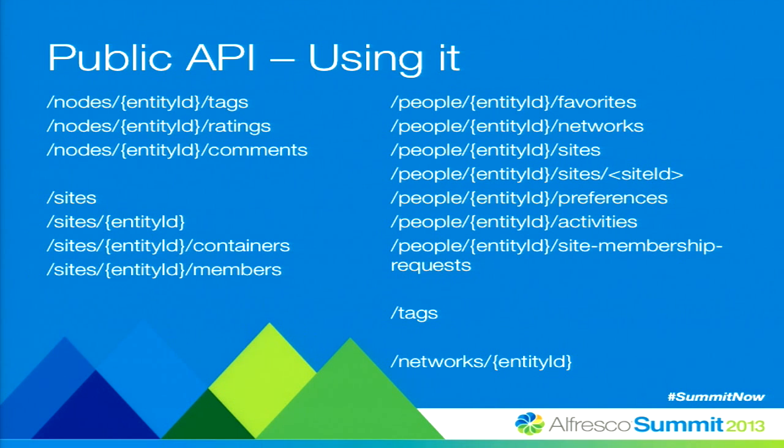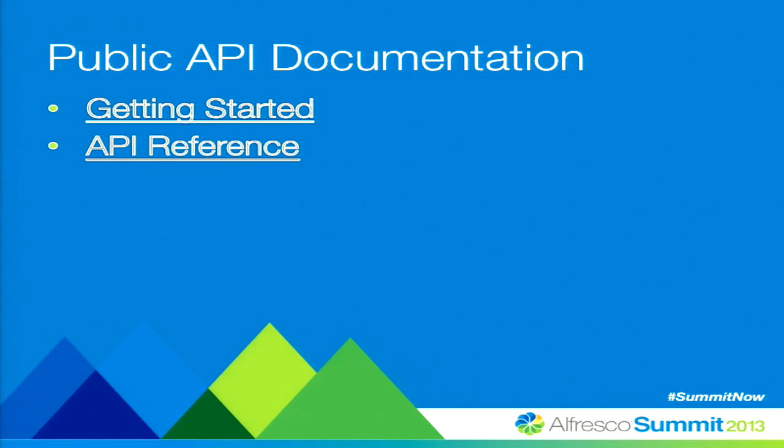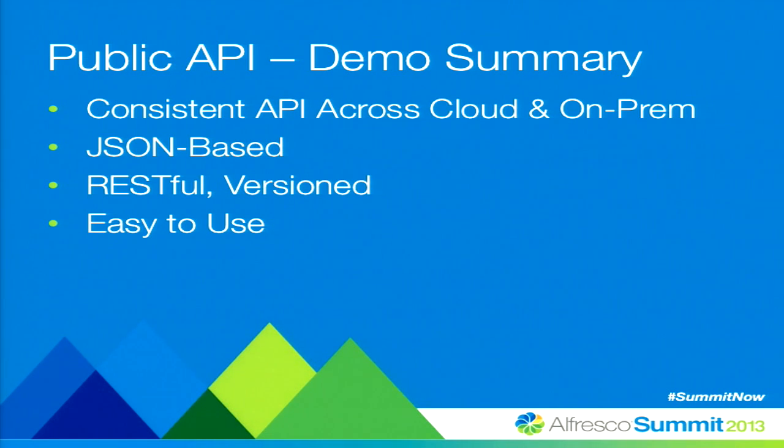So here's just a sampling of some of the endpoints, some of the entities that you can manipulate using the public API. But for the full reference, there's a link in the slides here for the API reference documentation. Then there's also a nice getting started that goes through how you can start to play with this API and how you sign up for a cloud account, for example. So we'll take a look at a demo that Gethin has recorded. Here we're essentially highlighting the consistency across cloud and on-prem, looking at JSON-based responses, and checking out how easy it is to use some of this stuff.